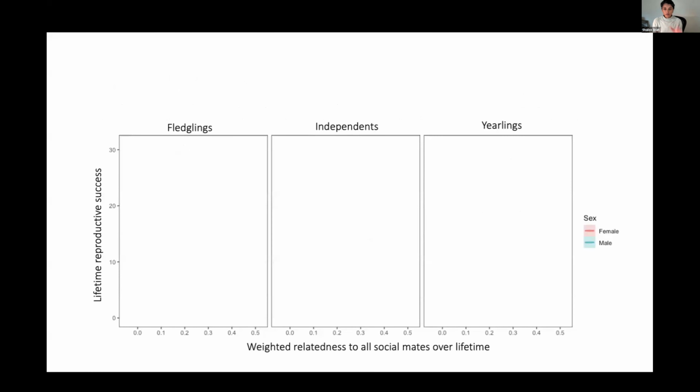So I'm going to now show you some results from the long-term data that will look something like this. On the y-axis, there is fitness. Here, it's lifetime reproductive success, which we can measure using 3 different metrics: survival of an individual's offspring to the fledgling, independent, and yearling stage. And then the x-axis will change for different plots. But for this first result, I'm showing weighted relatedness to all social mates. This is the relatedness that an individual has to its social mate, weighted by the number of years that it was in that breeding pair.